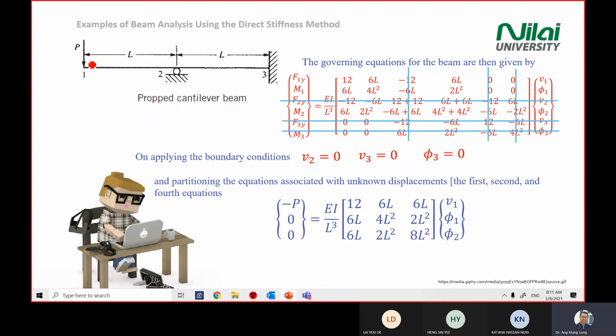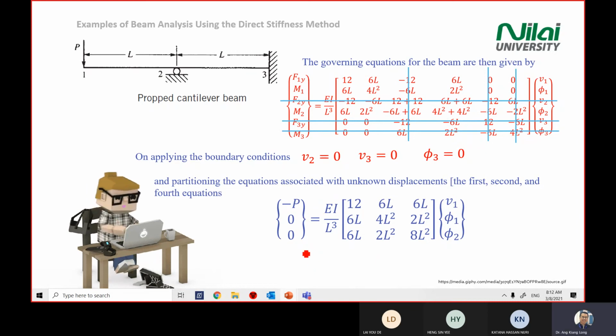And then you compare with the system. F1y is P, and remember to write negative if it's opposite to the y-axis. So we have P here. M1 here, we don't have a moment, so 0. M2 here is also 0, because it's a roller, and a roller is free to roll, so we don't have a moment at point number 2. Then the rest, you just solve like what you did in your homework. You do a reverse matrix, and then you solve it.